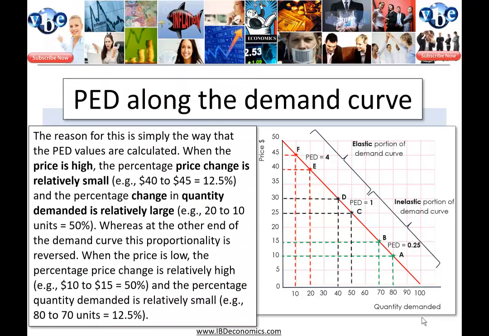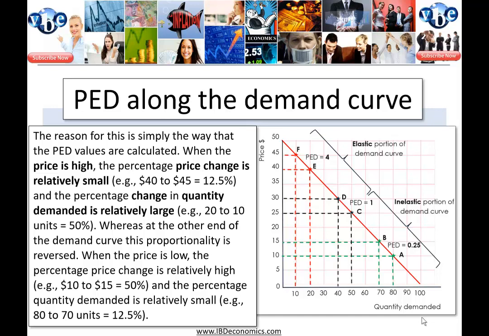Now the reason is simply the way that the PED values are calculated. So when the price is high, the percentage change is relatively small. $40 to $45 results in a 12.5% change. And the percentage change in quantity demanded is relatively large. So 20 to 10 units, that's a change of 50%.